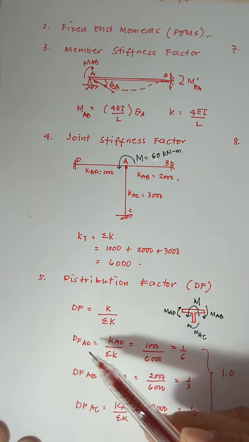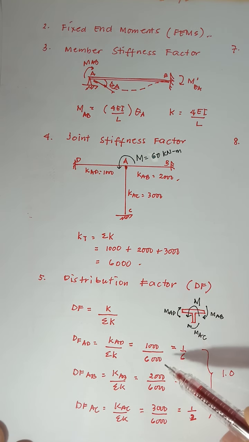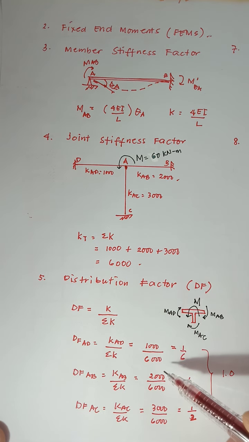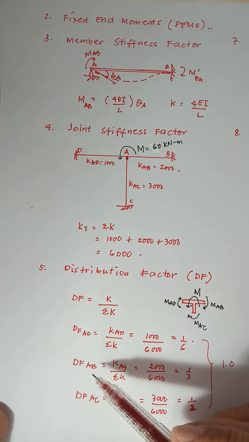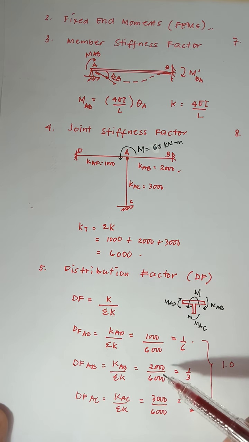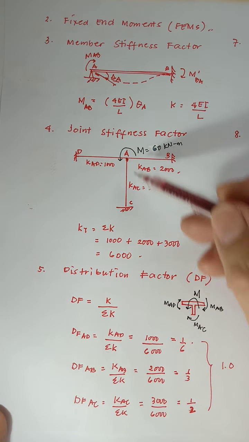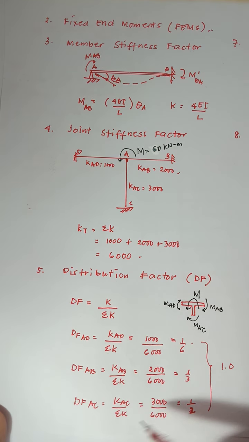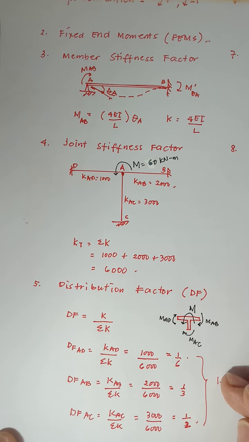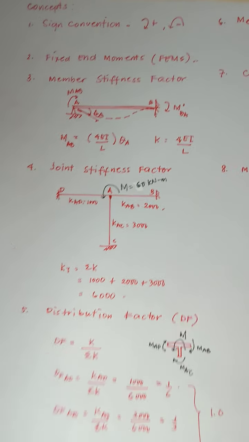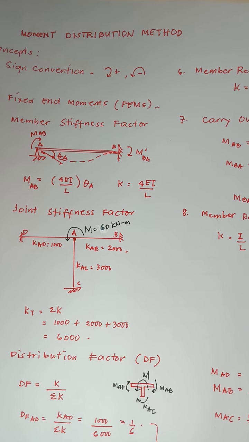So our DFAD is equal to 1,000, the K of the member, over the summation, 6,000, so that is 1/6. The distribution factor for AB is equal to 2,000 over 6,000 or 1/3. And for AC it is equal to 3,000 over 6,000 or 1/2. So those are the distribution factors of the members meeting at joint A.